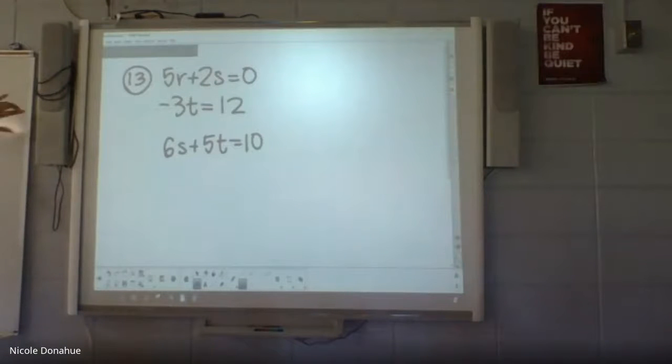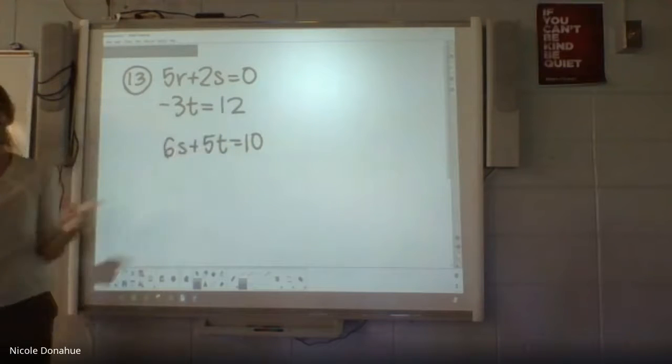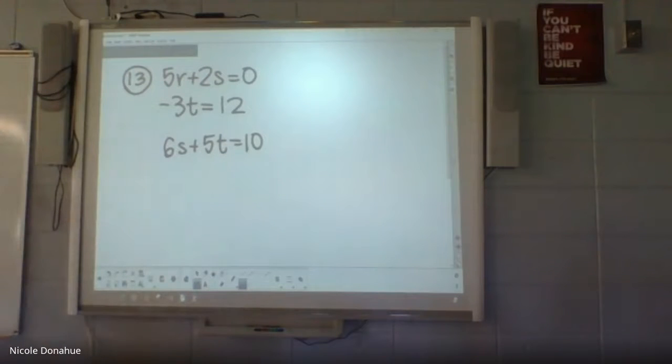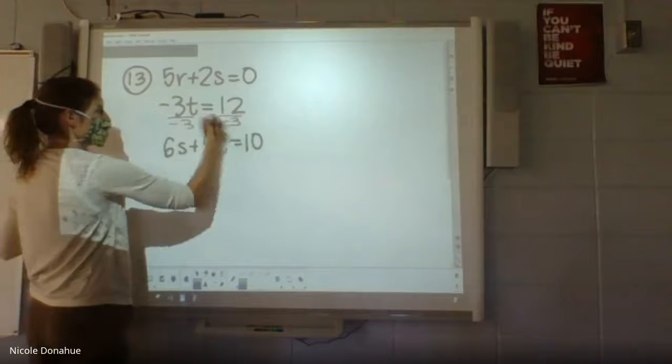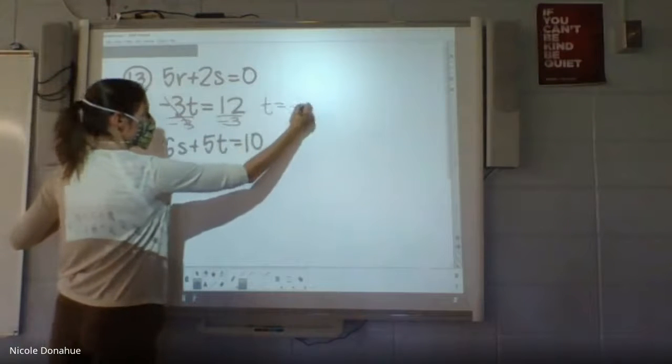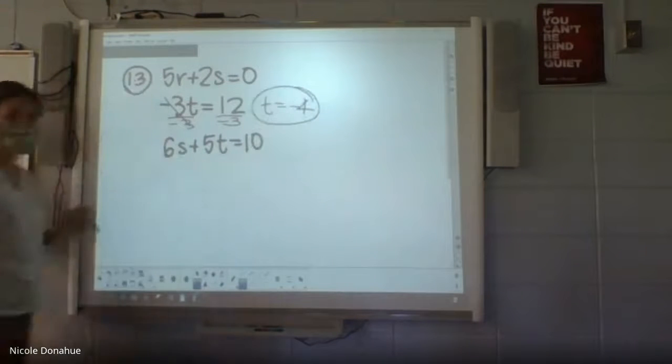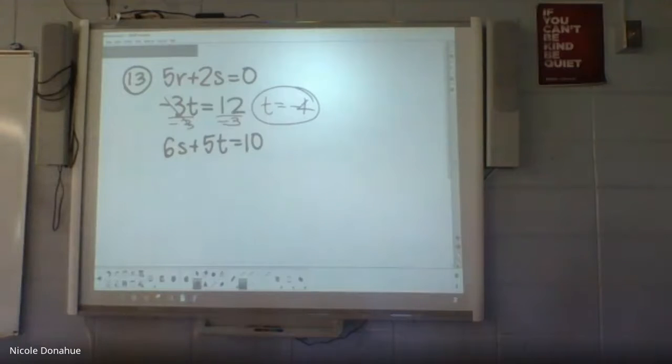In this problem, the reason I left a little space here is because I can tell right away I can solve for t here, because t is in an equation all by itself. So I get t is -4. On the test, that would be a point to figure out what t is.